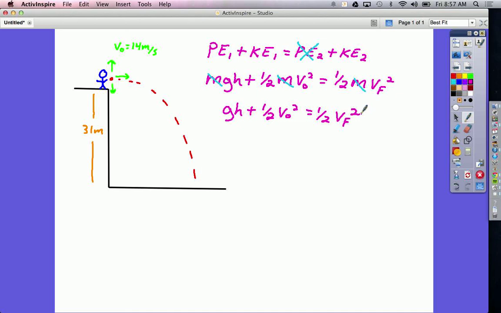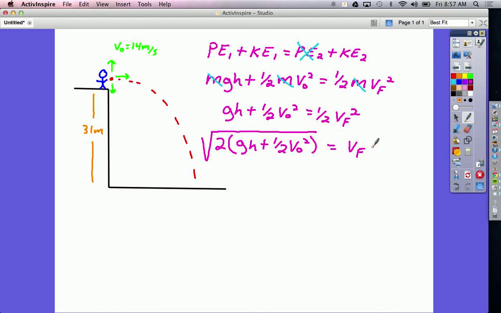This problem is asking for us to find the final velocity, so that's what we're going to do. So we're going to move the 1/2 to the other side of our equation. So I get 2 times gh plus 1/2 v naught squared, and that would give me vf squared, but I don't want vf squared, so I'm going to take the square root of that left side, and that gives me just vf.